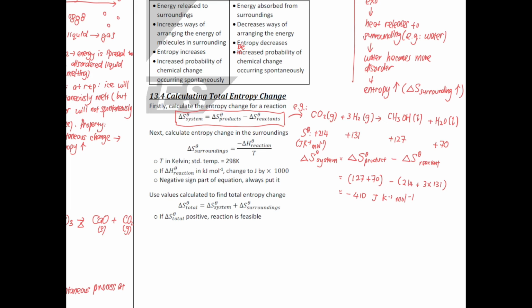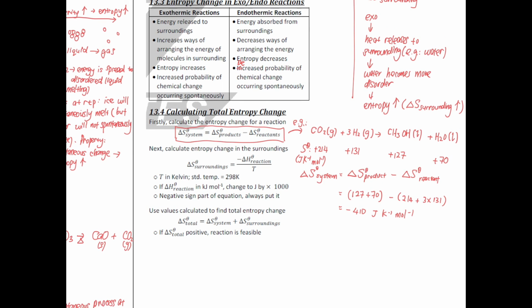The negative sign is part of the equation, and we have to always put it. So if you put negative, that means if, let's say, the reaction is exothermic, then exothermic itself has another negative, and that negative will cancel off with this negative. Okay, I give you one example. So you end up with a positive entropy.